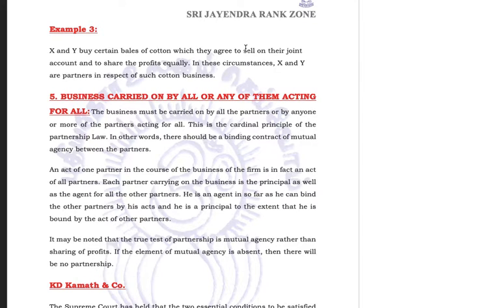agreement to sell between X and Y on their joint account, and to share the profits equally. There's a profit sharing as well. So in these circumstances, X and Y are partners in such cotton business. Now they have become partners in such cotton business. So that is an example of partnership: business carried on by all or any one of them acting for all.